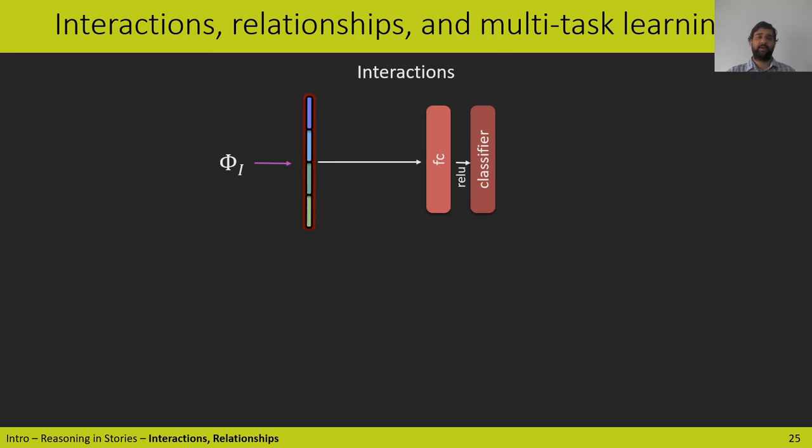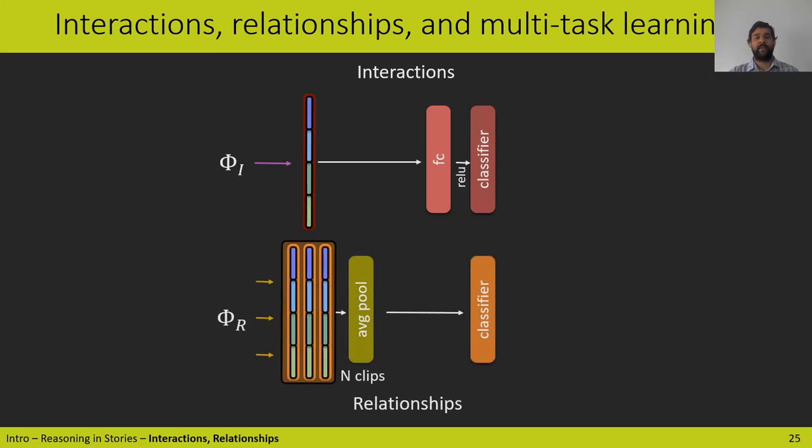We now look at joint predictions of interactions and relationships, and whether we can learn them together. So in the simple case, we had a feature vector for one interaction fed to a normal classifier. For relationships, we noticed that relationships in movies often last for a longer period of time, and therefore we could combine the information from several clips, in this case about 6 to 20, and average pool them and learn a classifier on these averaged representations, which led to better performance.